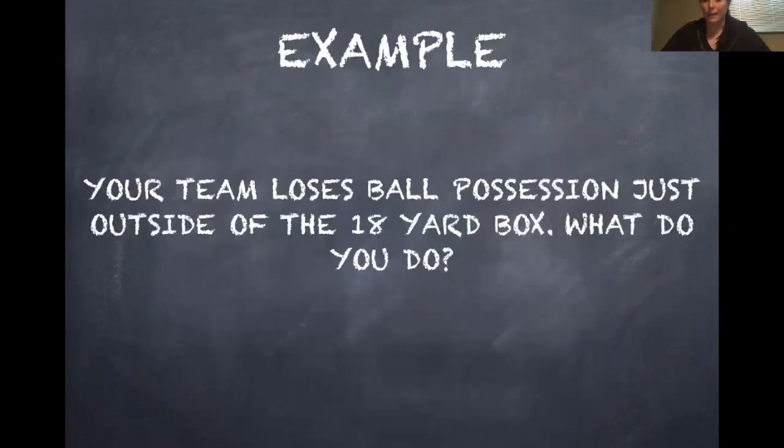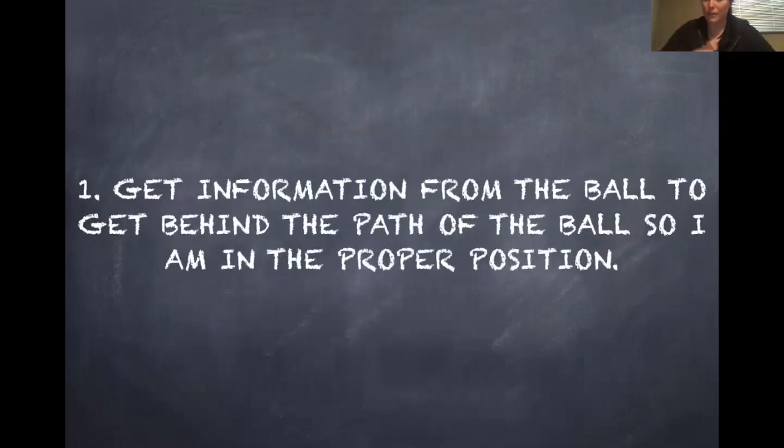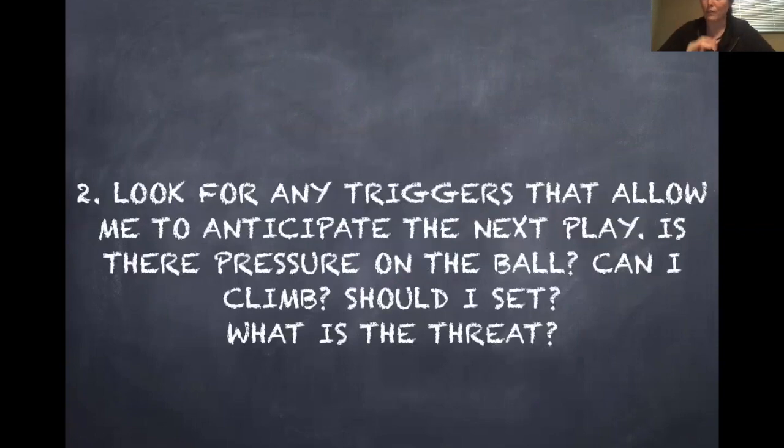Okay, so again, your team loses the ball possession just outside the 18-yard box. What do you do? Well, first things first, you're going to get your information on the ball to get behind the path of the ball so I'm in the proper position. Look for any triggers that allow me to anticipate the next play. Is there pressure on the ball? Can I climb? Should I set? What is the threat? It's very important. You want to ask yourself, what is the threat?